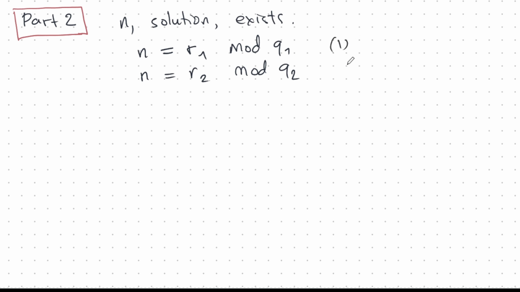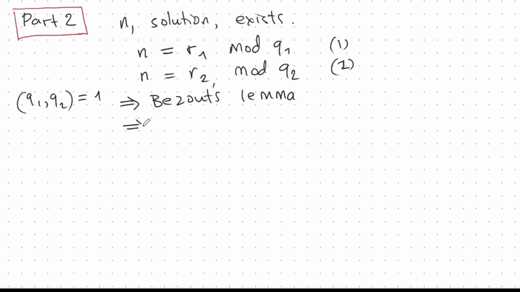So this is equation 1 and this is equation 2. And we have this condition, Chinese Remainder Theorem only works if the moduli are coprime. But you know this from Bezout's lemma. And if you don't know Bezout's lemma, well, I did a video on it and I will put the link in the description box. You can watch that video. It's a very powerful lemma used all the time in number theory and in competitions.